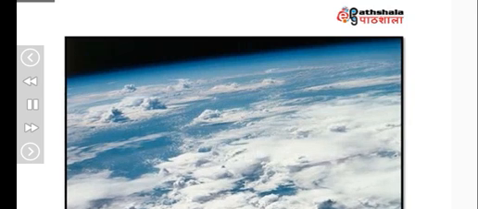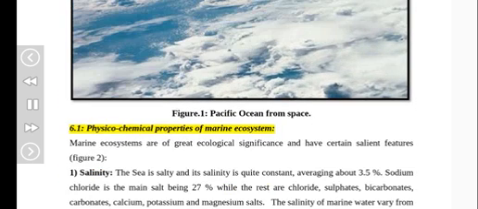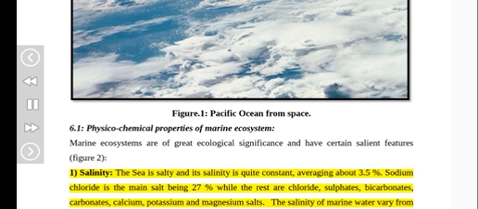6.1. Physico-chemical properties of marine ecosystem. Marine ecosystems are of great ecological significance and have certain salient features. Figure 2. 1. Salinity. The sea is salty and its salinity is quite constant, averaging about 3.5%. Sodium chloride is the main salt, being 27%, while the rest are chloride, sulfates, bicarbonates, carbonates, calcium, potassium, and magnesium salts. The salinity of marine water varies from one place to another.